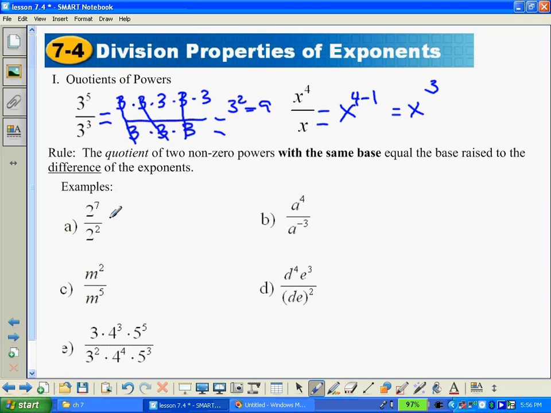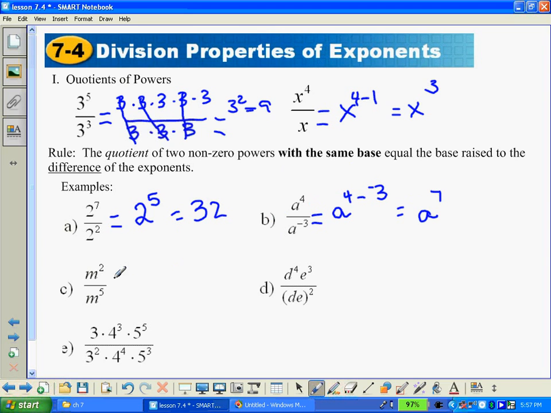If you want to listen while I work these out, that's fine as well. Example A, we've got a division problem with the same base, so we're just going to subtract the exponents. Keep in mind, you do not actually divide the bases. You don't do 2 divided by 2 is 1. Keep the base, 2. And 7 minus 2 is going to give you a 5. And if you want to go ahead and work that out, 32. In example B, dividing, same base, you have a to the 4th minus negative 3, which would give you a to the 7th.